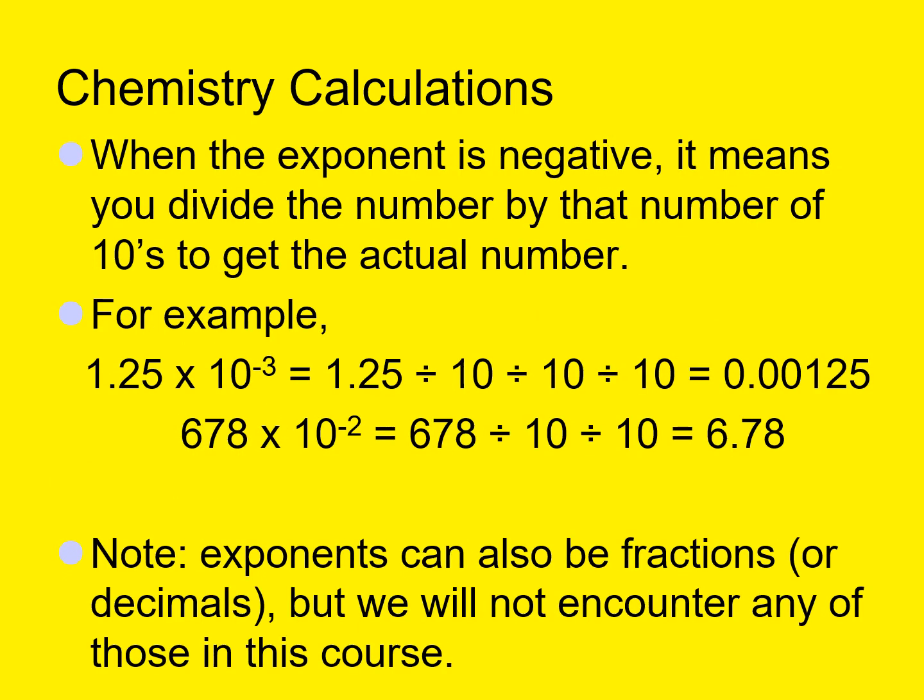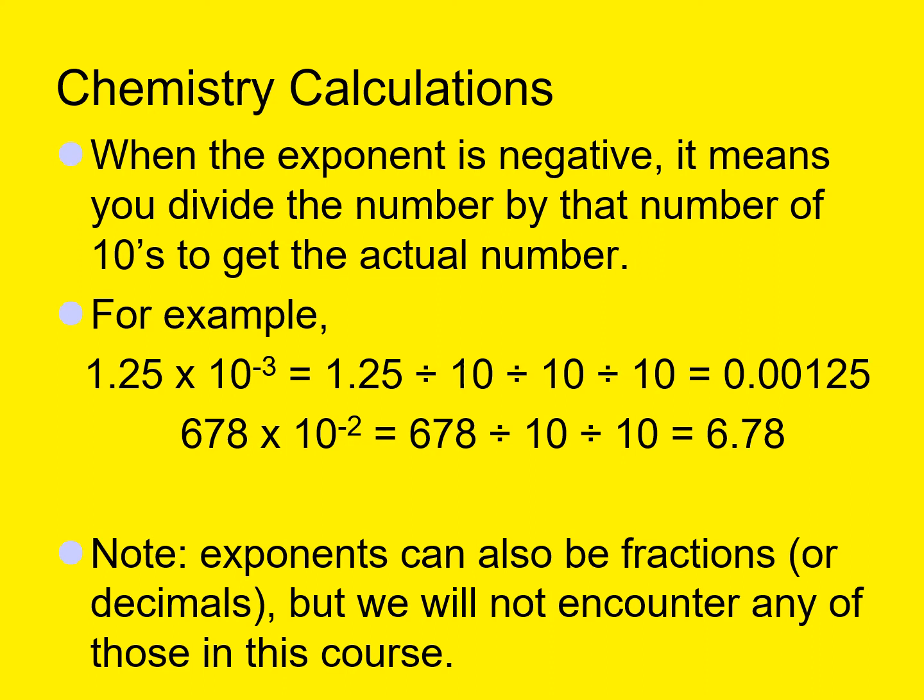If the exponent is negative, it means that you are dividing by 10. What it actually means is you're multiplying by 1 over 10, but the equivalence is to divide by 10. So for example, if it says 1.25 times 10 to the minus 3, then that's 1.25 divided by 10, divided by 10, divided by 10, or equivalently times 1/10 times 1/10 times 1/10. You'll get the same answer.